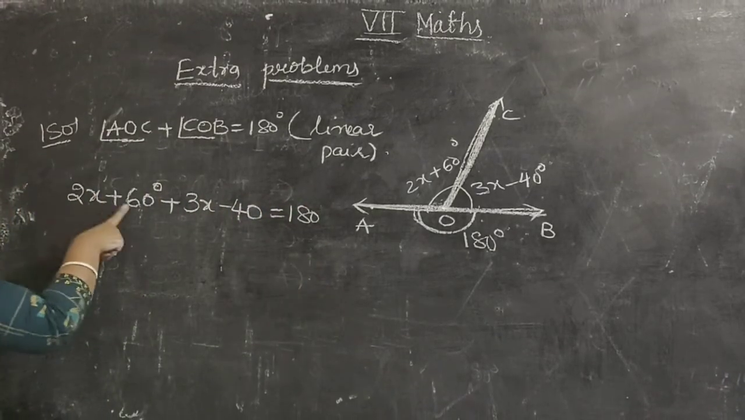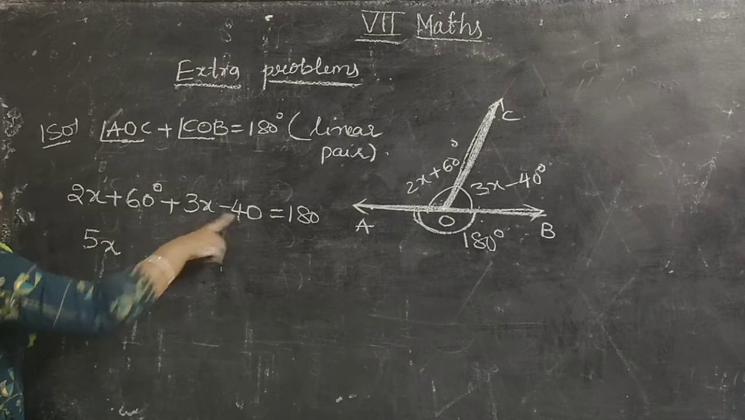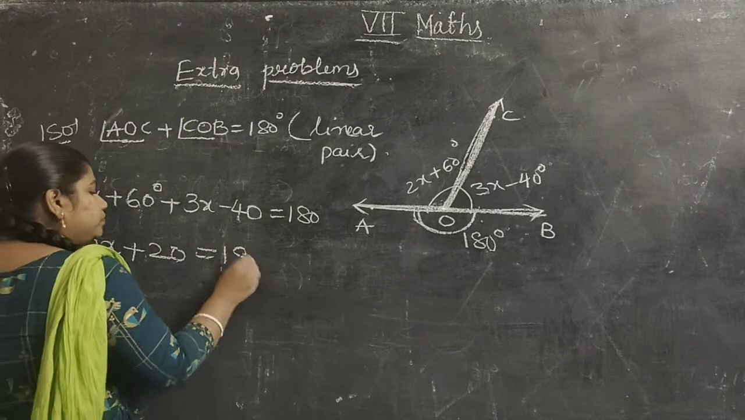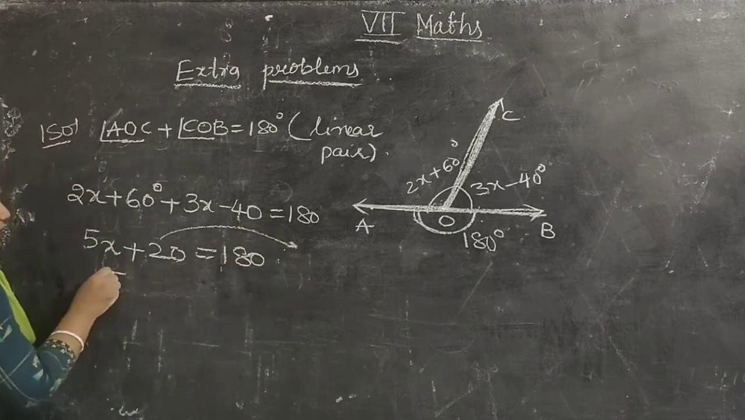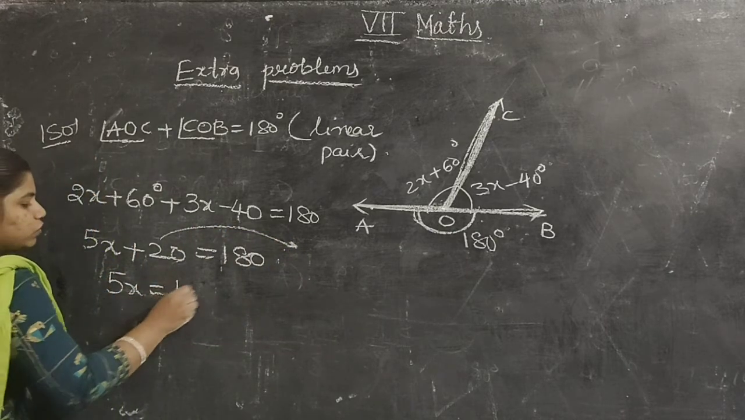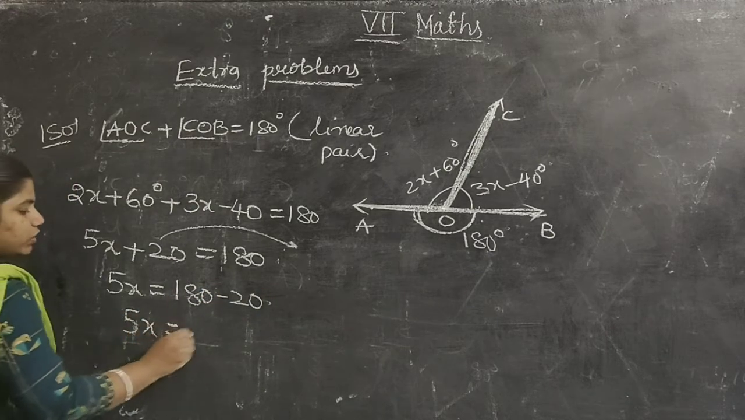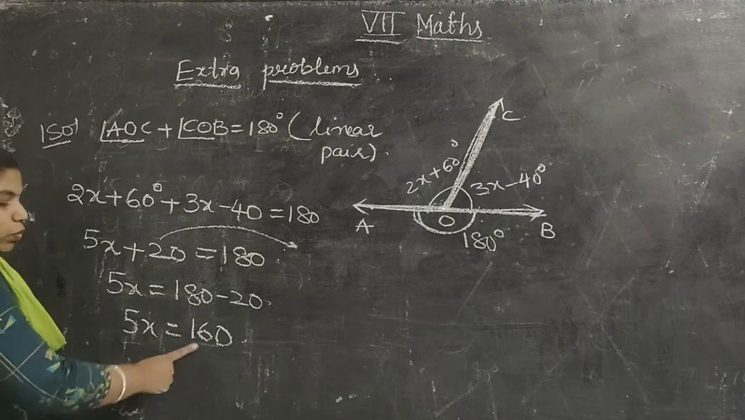Now 2x plus 3x will be 5x. 60 minus 40 will be 20. That is plus 20 is equal to 180. Now transpose the plus 20 to the other side. 5x is equal to 180 minus 20. So 5x is equal to how much? 160. So 180 minus 20 is 160.